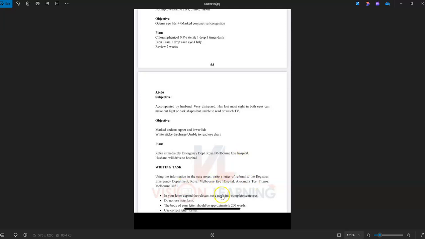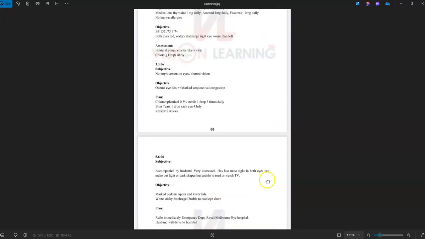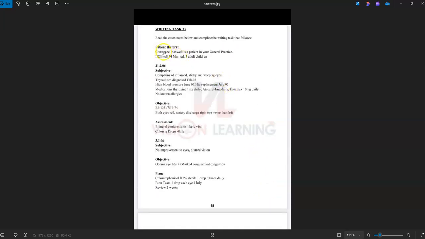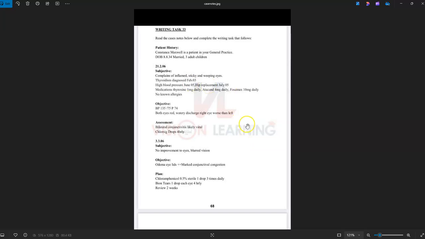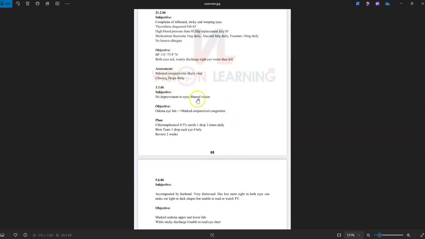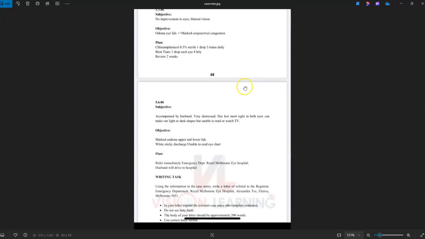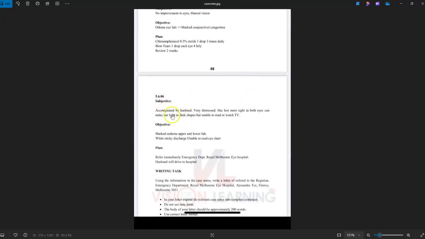Referral to the registrar. Refer immediately. So is this urgent? Well, if it says immediately. Mrs Maxwell, patient in your practice. Sticky eyes. So you've got 1 visit, 2 visits, 3 visits, so it's probably going to be a chronology then. Sticky eyes, then blurred vision, so it's getting worse. Edema, okay. Coming back, 5th to 6th.